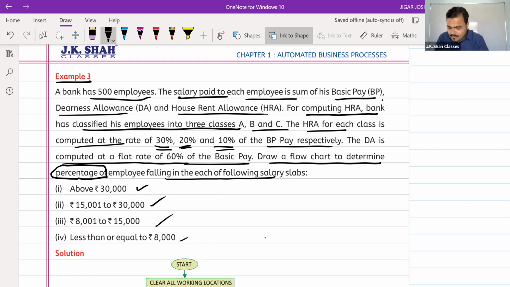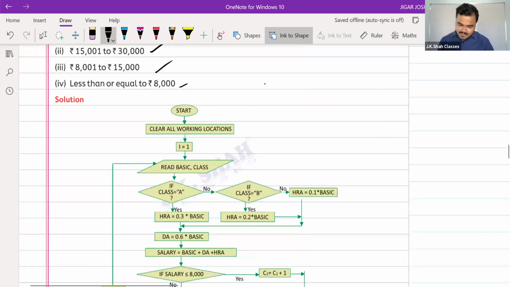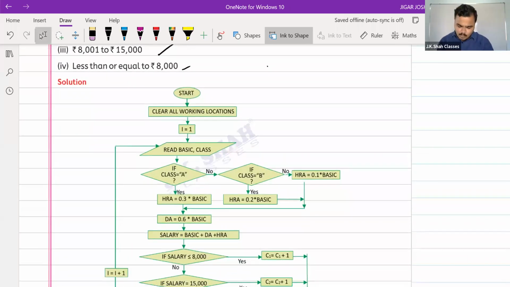Can we? Yes, sir. See the solution which the institute has done. It is very simple. Even if you want to try, you can do that. Start. Then 500 employees to count, thereby I equals 1, P equals 1. What will we take as input? Read basic and class.